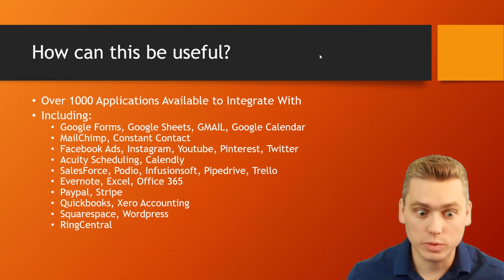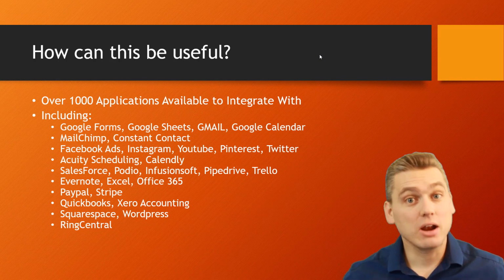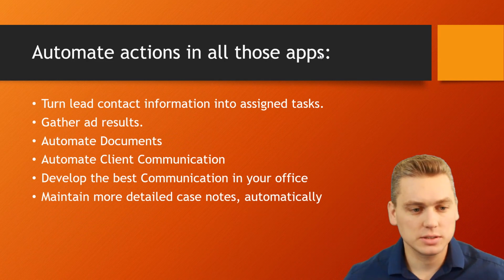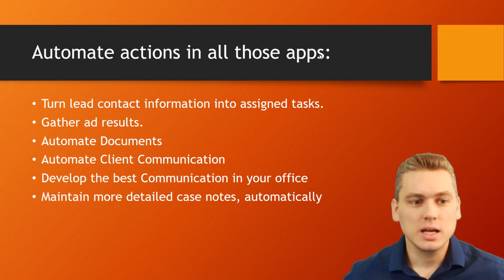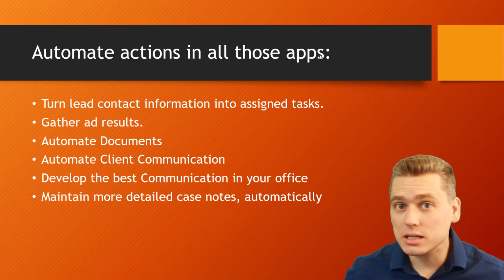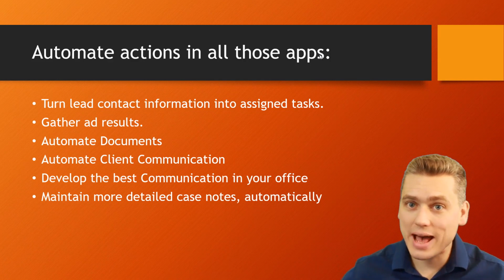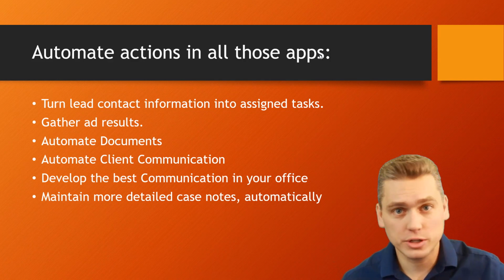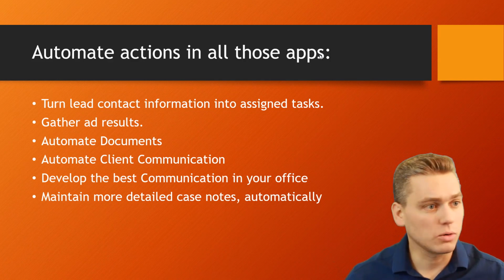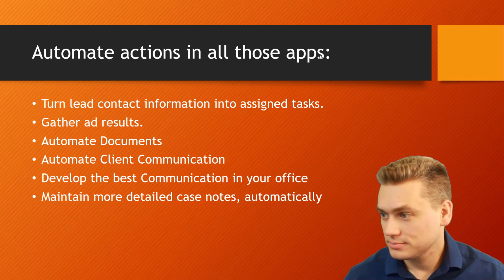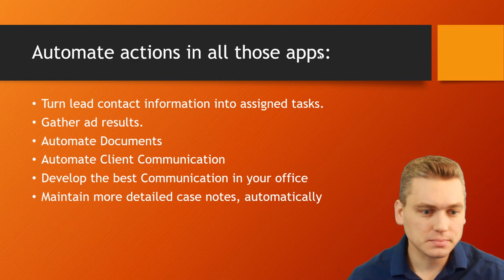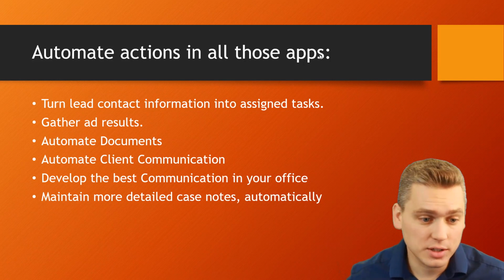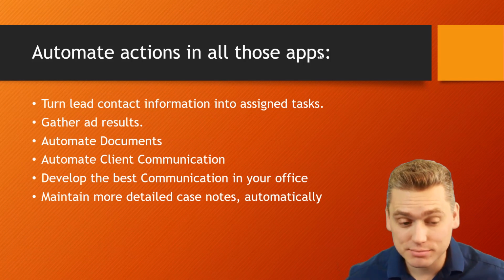So you can use a lot of really great tools that already have a Zapier integration. So you can add those in to improve productivity in your firm. And so you can automate actions in all of those apps. Or you can use those apps to trigger actions that you want to occur inside of Prima. Like, hey, record a note that I had a phone call with so-and-so. Hey, record a note that, I don't know, this other thing happened. Helps you gather ad results, automate document preparation, automate client communication.